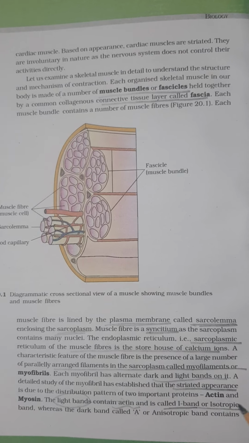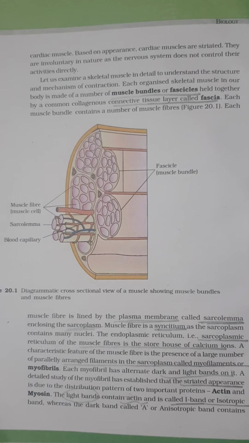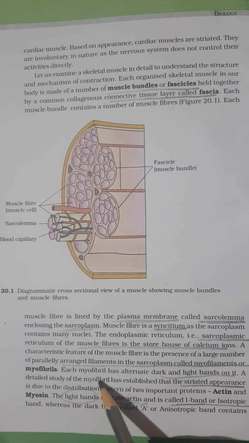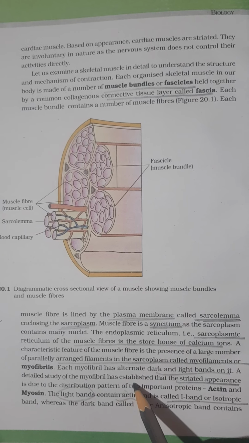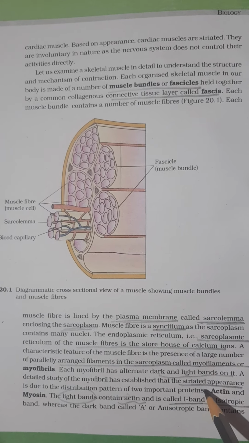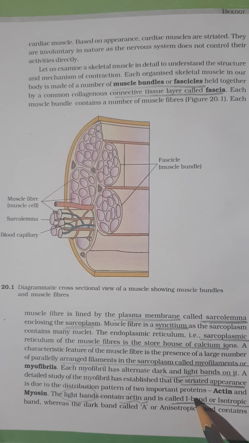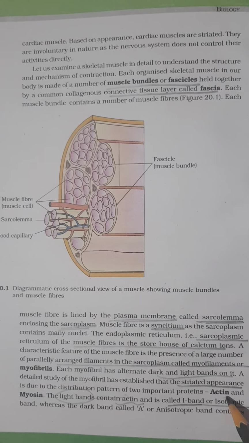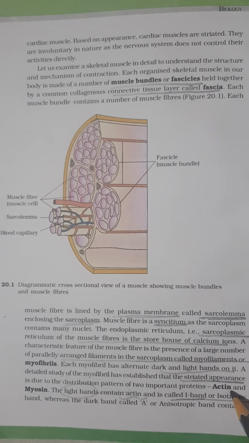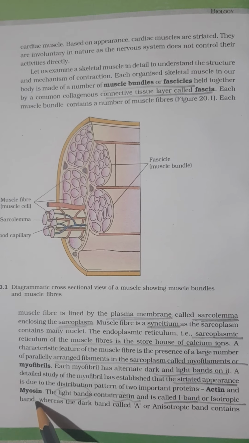So the muscle bundles have certain filaments in the sarcoplasm called myofilaments or myofibrils. Each myofibril can have dark as well as light bands. Because of this, children, the striated appearance is seen. Now, let us see what these dark and light bands are. Actin and myosin are two important muscle proteins. Actin forms the thin filament and myosin forms the thick filament.